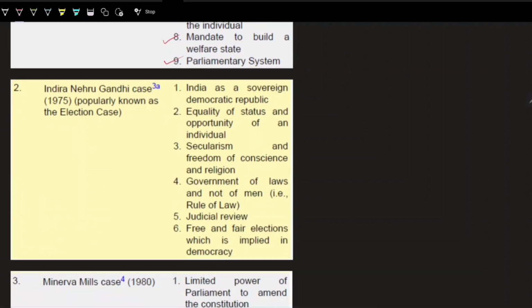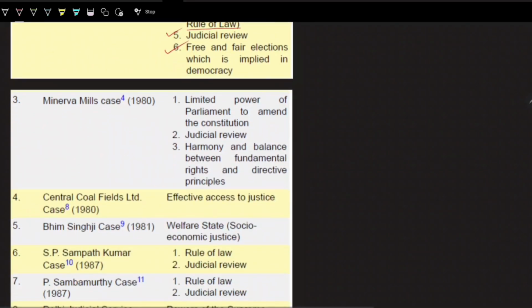In the Indira Nehru Gandhi case, 1975, popularly known as the election case: India as a sovereign democratic republic, equality of status and opportunity of an individual, secularism and freedom of conscience and religion, government of law and not men, that is rule of law, judicial review, and free and fair elections, which is implied in democracy. Minerva Mills case, 1980: limited power of Parliament to amend the Constitution, judicial review, harmony and balance between fundamental rights and directive principles.